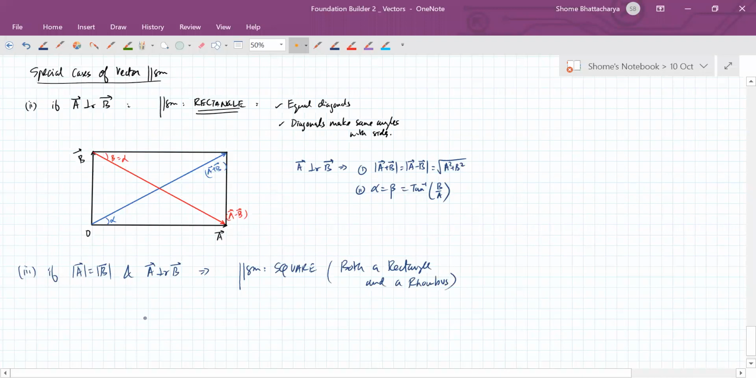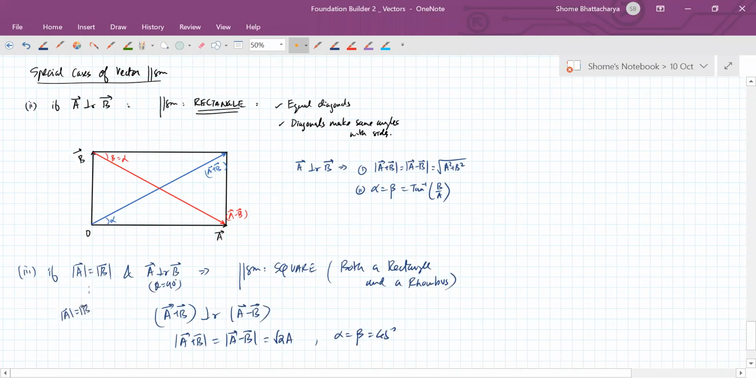Okay. So it has all these properties that A plus B will be perpendicular to A minus B. Okay. Magnitude of A plus B will become equal to magnitude of A minus B, which will become root 2 A in this case. Okay. And alpha will be equal to beta equal to 45 degrees, because theta is 90 and mod A is equal to mod B is equal to A, suppose. So this is like a super special case where all these properties get combined.